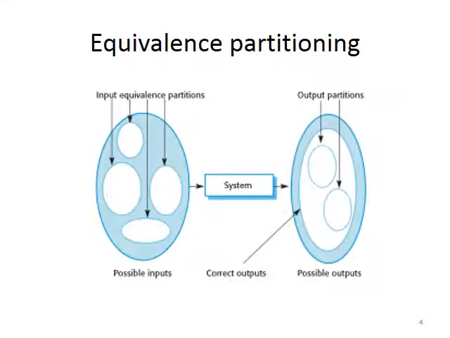So let us see the diagrammatic representation of equivalence partitioning. Here you can see in the first oval there are input equivalence partitions. These are the possible inputs. Within that you have so many classes. Every class is one partition.